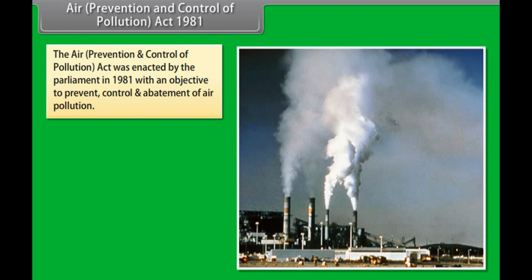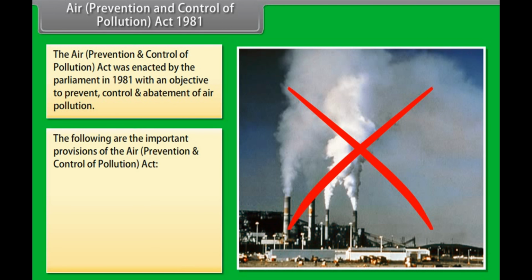Air (Prevention and Control of Pollution) Act 1981. The Air (Prevention and Control of Pollution) Act was enacted by the Parliament in 1981 with an objective to prevent, control and abate air pollution.